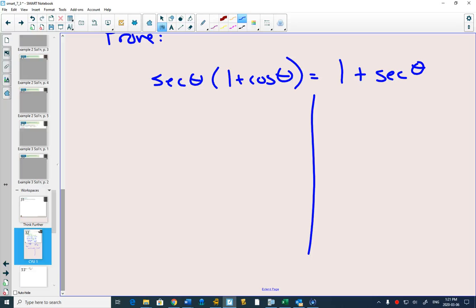How do I want to prove this? I'm going to start with a little bit of a longer way and move towards a quicker way. There's more than one way to prove something, okay? Would you agree that you could change secant to 1 over cos theta?